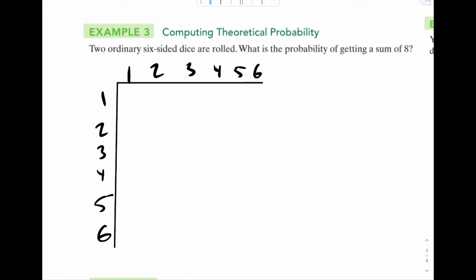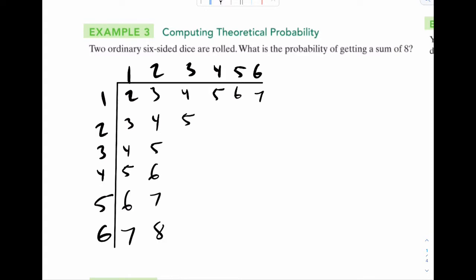Now we're doing this because it says, what's the chance of getting a sum of 8? So we're going to have to figure out a way to organize information because there's no easy way to calculate this answer. Now I'm going to add up all the numbers here. So this would be 2, 3, 4, 5, 6, 7. And let's just fill it in. We're just adding all the numbers here. You notice it makes a very nice pattern.